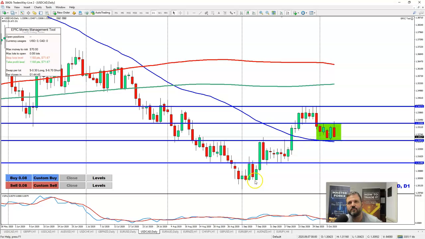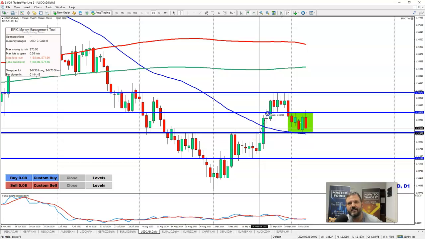Every once in a while, it'll break right through. I mean, this was nice. It broke right through the level and went right to the level. This one, it broke through and went right to the level. That's where you catch these breakout trades.